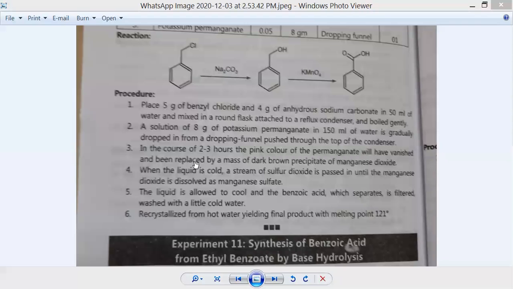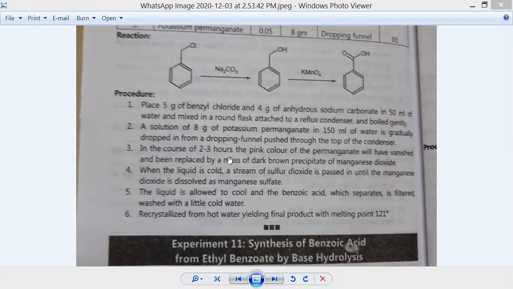Okay, so where were we? First of all, we have taken this reaction mixture in the round bottom flask. Later on, we have prepared the solution of potassium permanganate, and this potassium permanganate solution we are going to add from the top of the condenser.